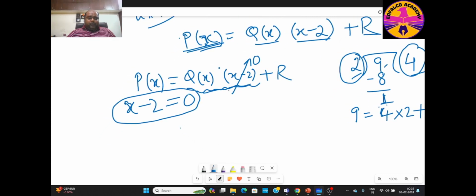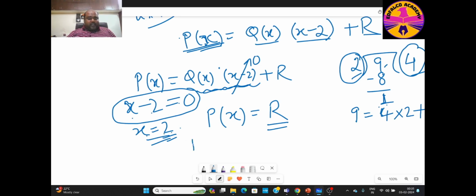So when I'm making q minus 2 equal to 0, this entire term will vanish, and what will happen? I will get p of x is nothing but equal to r. And now when I make x minus 2 equal to 0, I will get x is equal to 2. How do I make x minus 2 as 0? By taking x is equal to 2. If I put x minus 2 equal to 0, I will get x is equal to 2.